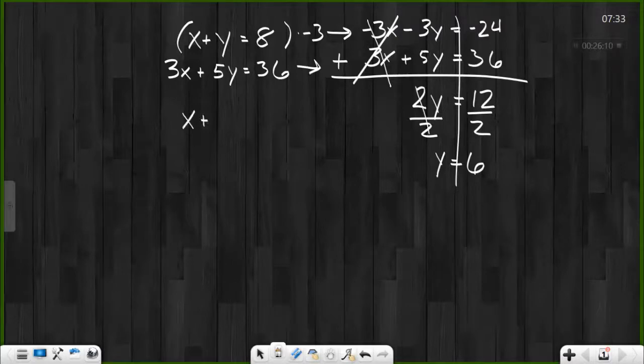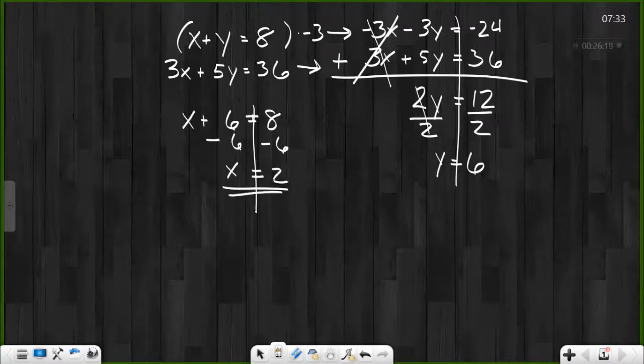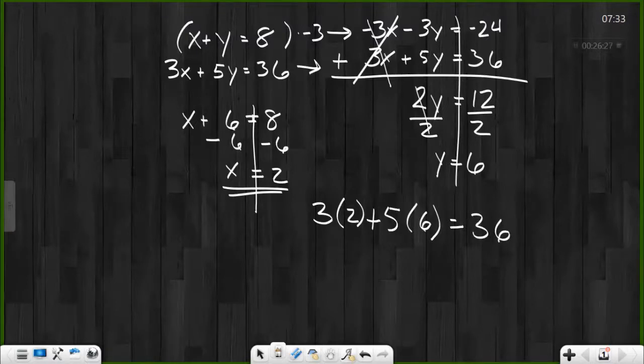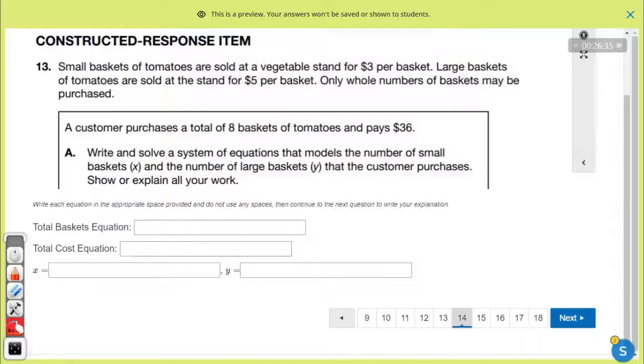If I know that y is 6, I can plug that back into the original to find out what my value of x is. And if I subtract, I find that x equals 2, but always double check to make sure it works. If this is the right answer, then 3 times 2 plus 5 times 6 should be equal to 36. Well, 3 times 2 is 6, 5 times 6 is 30, and that does indeed equal 36. So our answer is true in this case.